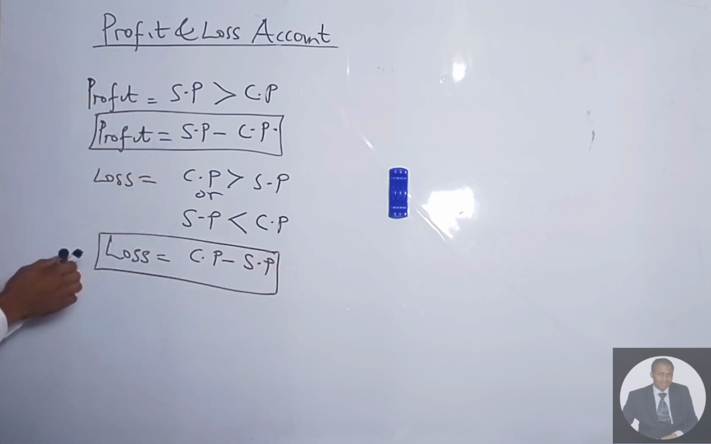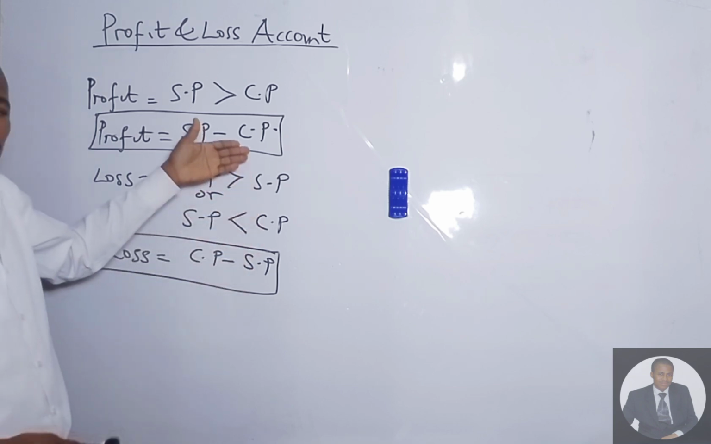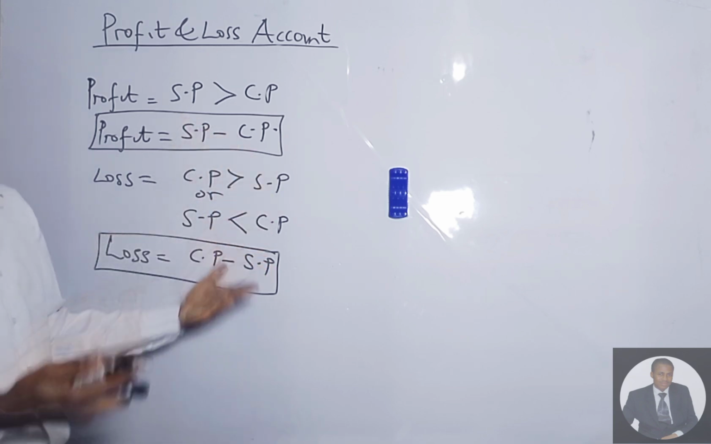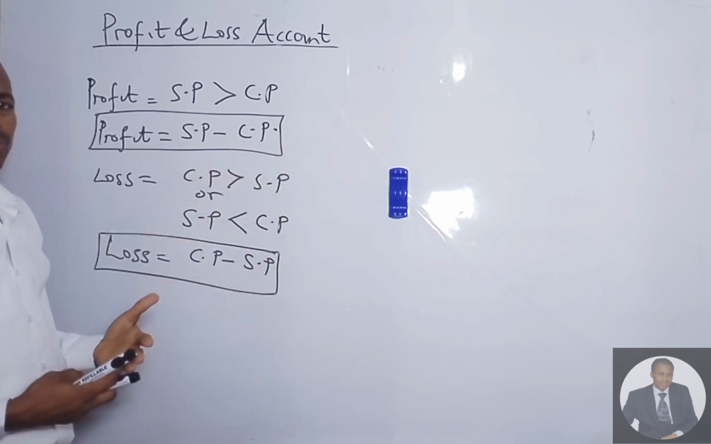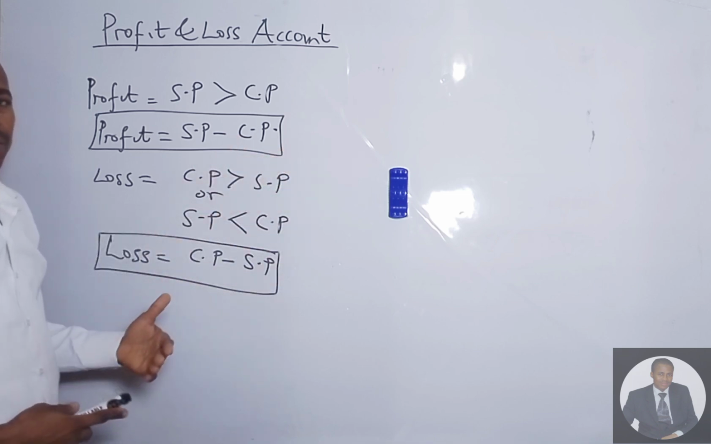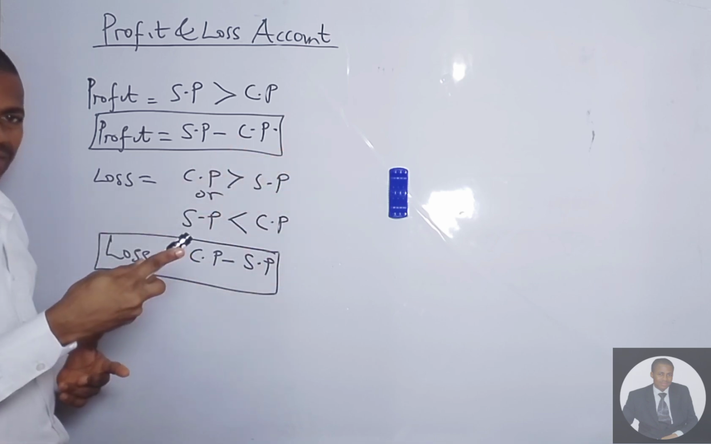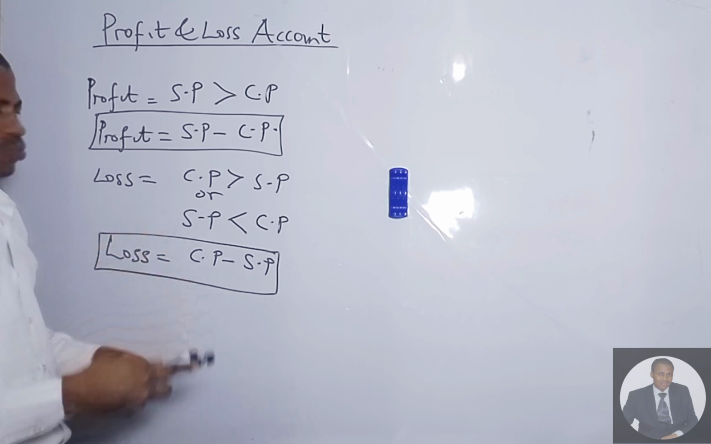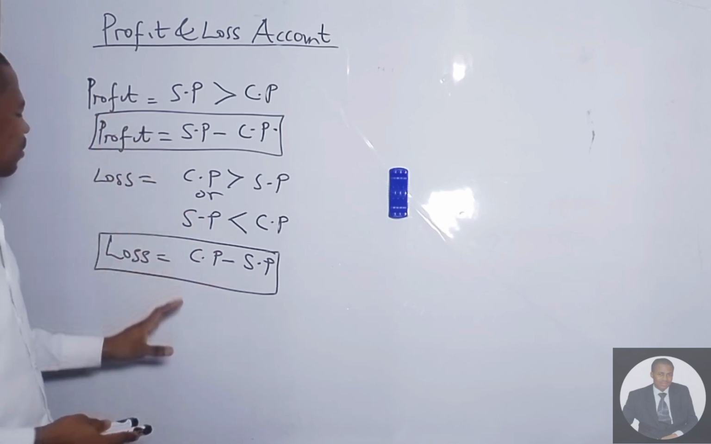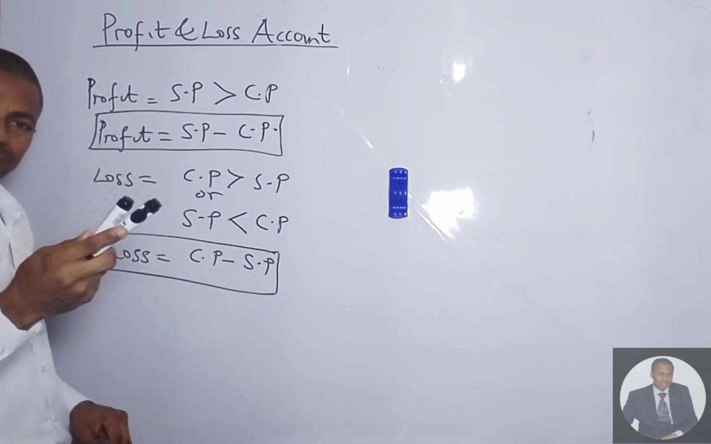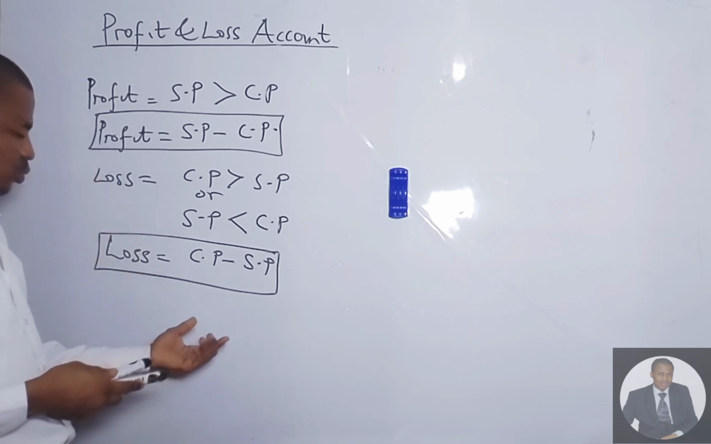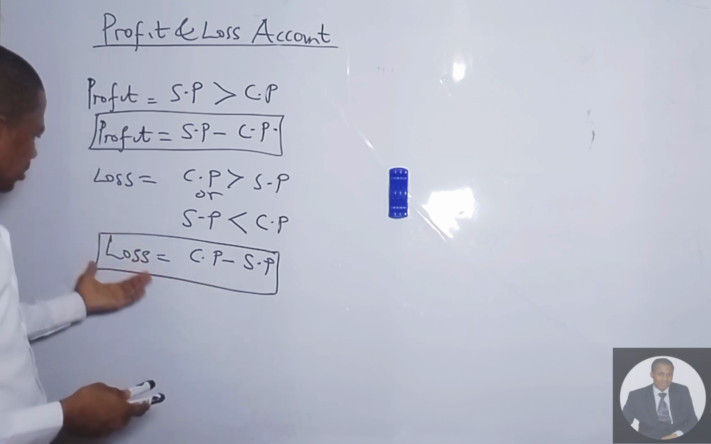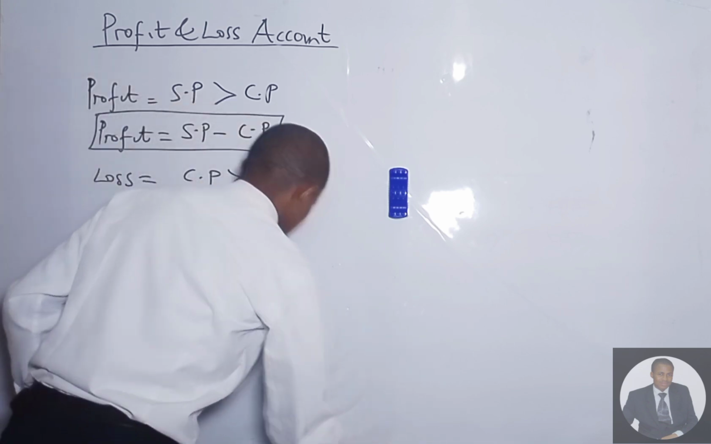What's selling price? Selling price is the amount with which we want to sell our goods, our product. Cost price is the amount with which we bought it. Now, when the amount with which we are willing to sell is greater than the amount we bought, we make profit. When the amount we are willing to sell is less than the amount we bought, there is loss made.